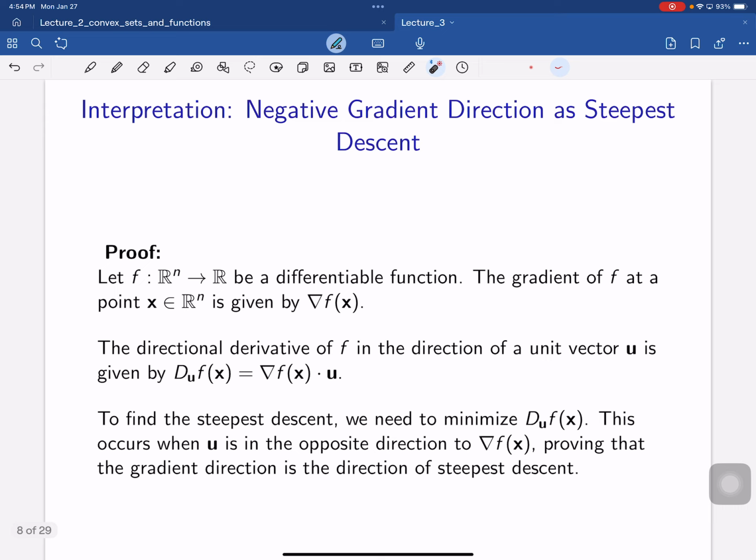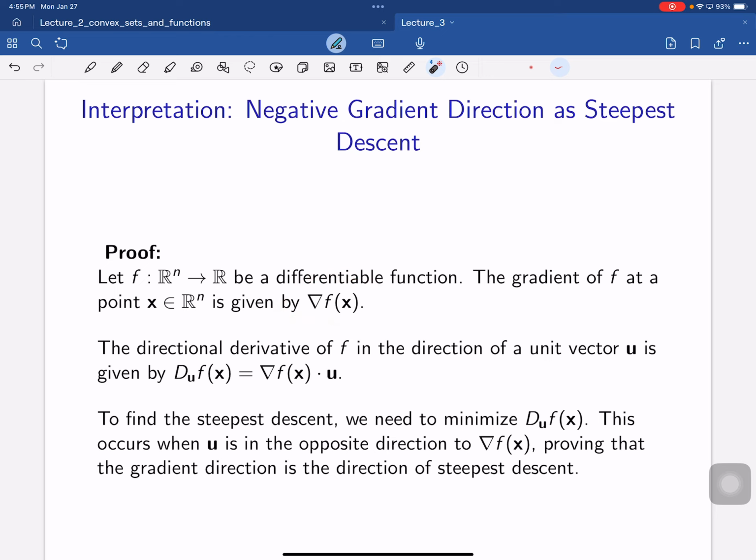So first of all, let's show an interpretation of gradient descent. Why do we take the negative gradient direction? The reason is the negative gradient direction is the so-called steepest descent direction. Why do we say that? You assume f is differentiable, and the gradient of f is denoted as this notation here.